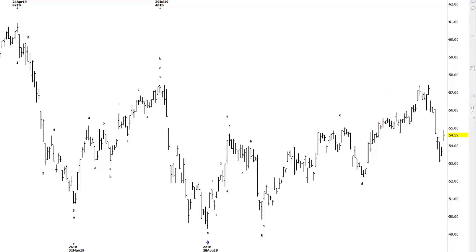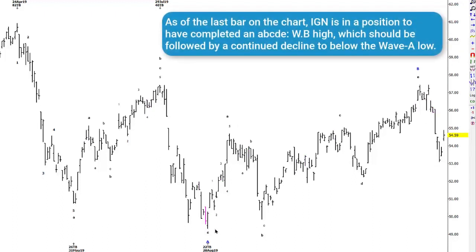Let's just label this again. That is a possible A, B, C, D, E. Again, 5 sections, overlaps. If that's the case, we'd anticipate that this completed a wave B. And what should follow? Well, another section down, a wave C to a new low below this August low. What would be the initial signal that this is a beginning, a bear trend to a new low? In other words, a higher time frame wave C.